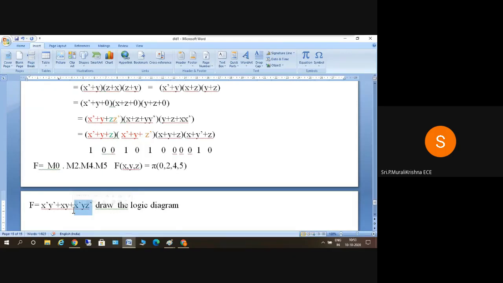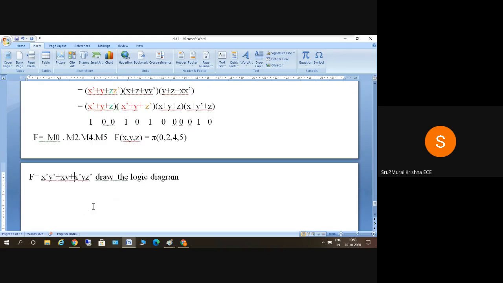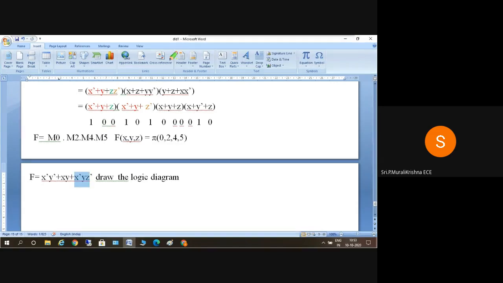We'll be having three product terms and all the product terms are added here. Three product terms are there, and they are added with a single OR gate. All three outputs from the three AND gates will be given to a single OR gate. I'll be drawing the diagram, so don't go for perfection.